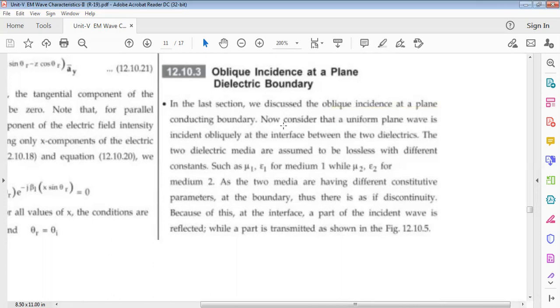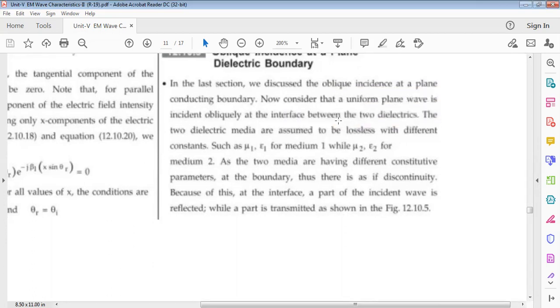We consider Z is equal to 0. When Z is equal to 0, then only we got Snell's law of reflection, theta I is equal to theta R. But in this boundary condition, there is a transmission also, because in the dielectric the conductivity is not very high, and the intrinsic impedance is not a zero value. Understood, my students?